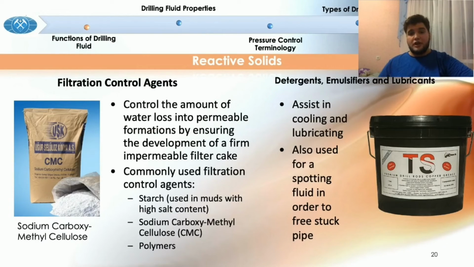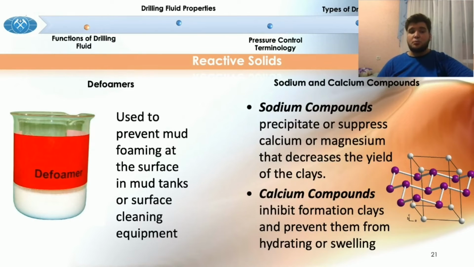Filtration control agents such as sodium carboxymethylcellulose control the amount of water loss into permeable formations by ensuring the development of a thin, impermeable filter cake. Detergents, emulsifiers, and lubricants assist in cooling and lubrication, and are also used as spotting fluid to free stuck pipe. Defoamers are used to prevent mud foaming at the surface in mud tanks or surface cleaning equipment.